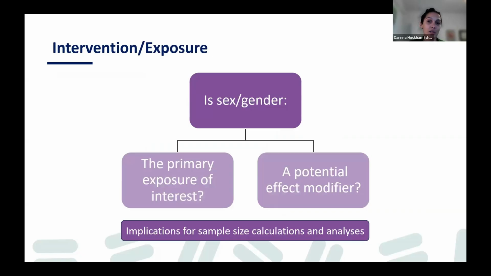Next is the intervention or exposure, and here the key is to be absolutely clear about your intent. Is sex or gender the primary exposure you're studying, or might it be the case that one or both of them modify how an intervention or exposure works? If your goal is simply to compare sexes or genders directly, say comparing lung cancer prevalence between groups, that's pretty straightforward. But if you think sex or gender could modify the effect of another exposure, and this is your primary research question, then it's important to be explicit about that upfront because it has implications for downstream decisions, and we'll come back to some of these later.